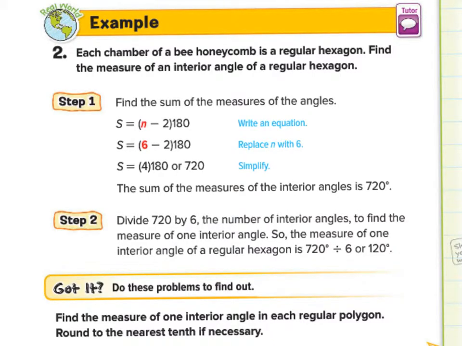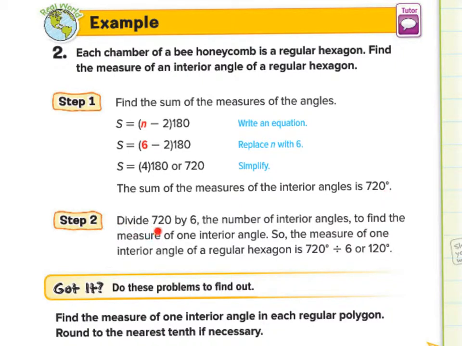Okay, now let's apply what you've learned to solve word problems. Here's example 2. Each chamber of a bee honeycomb is a regular hexagon. Find the measure of an interior angle of a regular hexagon. So here we go. A hexagon has 6 sides. We subtract 2, we get 4, and it equals 720. The sum of the measures of the interior angles of a hexagon is 720 degrees.